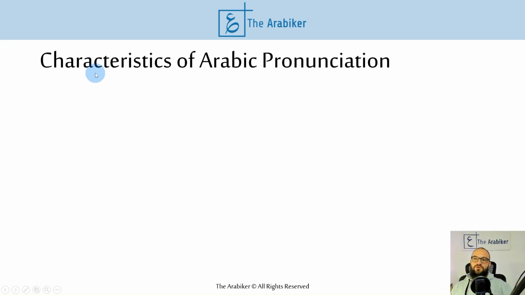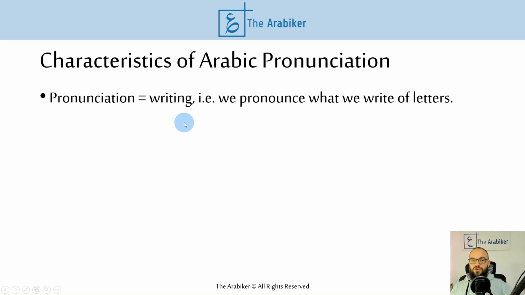Really quick, the characteristics of Arabic pronunciation. What I want you to know is that we pronounce what we write. And this is a good thing, because we don't have, as in English, for example, PH making an F sound. No. Generally speaking, we have a very simple way: we write what we pronounce, with some rules that you need to be aware of, such as some assimilation rules that you will learn later on.